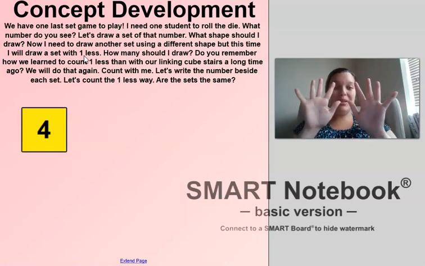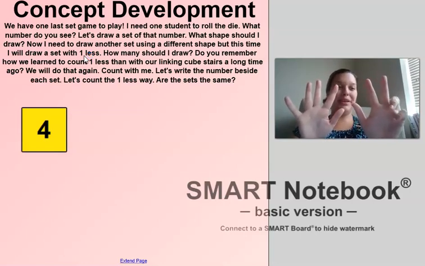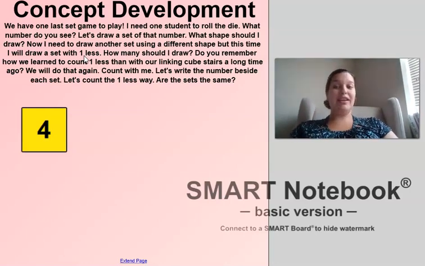Okay? So 10, 9. So 1 less than 10 is 9. 1 less than 9 is 8. 1 less than 8 is 7. 1 less than 7 is 6. 1 less than 6 is 5. 1 less than 5 is 4. 1 less than 4 is 3. 1 less than 3 is 2. 1 less than 2 is 1. And 1 less than 1 is 0. Great job.